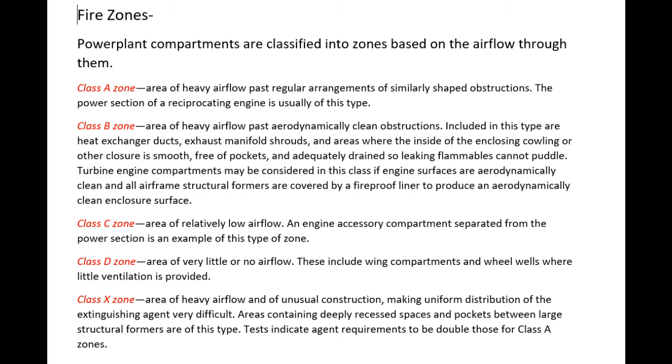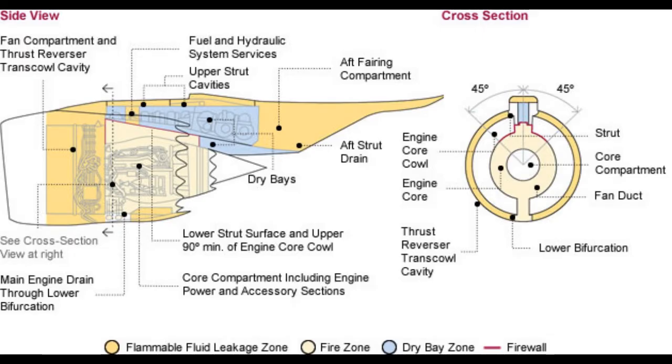4313 also says tests indicate agent requirements to be double those of a Class A zone. So these Class X zones, they have a large amount of airflow, but it's irregular and non-uniform, and it's going to be hard to get our fire extinguishing agents to adequately cover those zones in order to put out a fire.